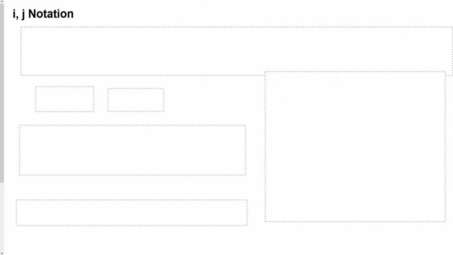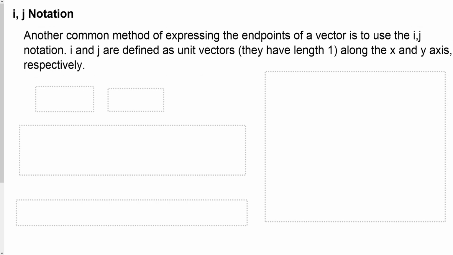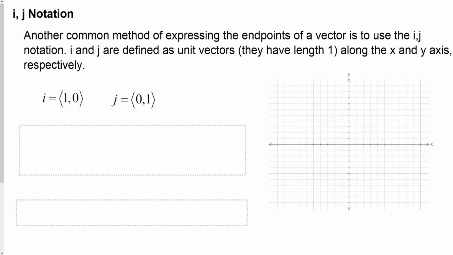I and j notation. Another common method of expressing the endpoints of a vector is to use the ij notation. I and j are defined as unit vectors, which have length 1, along the x and y axis respectively. So I is 1, 0, j is 0, 1. So if I call this point 1 like that, so I just kind of increase the scale a little bit, then vector I, which is 1, 0, would be this.